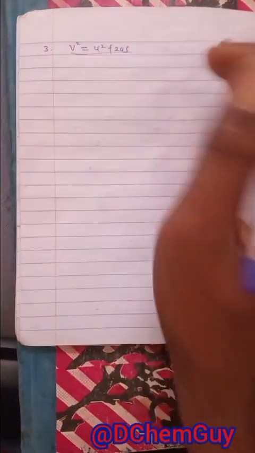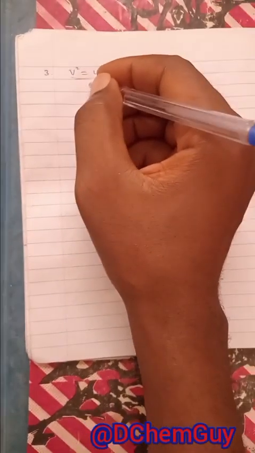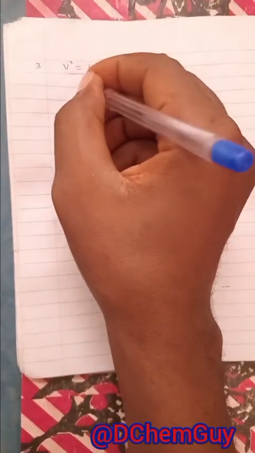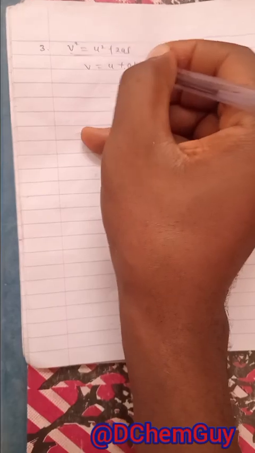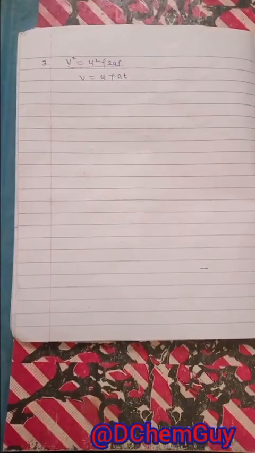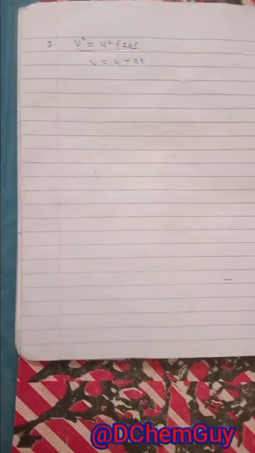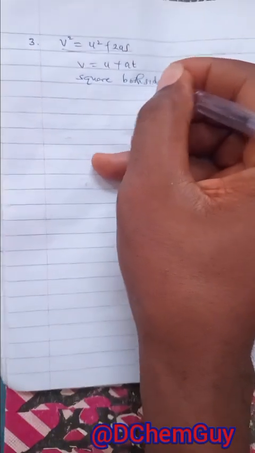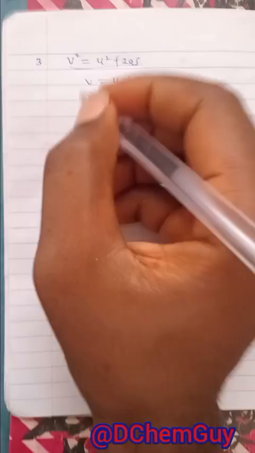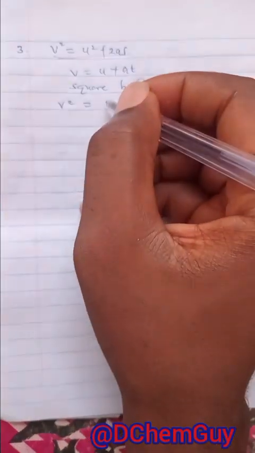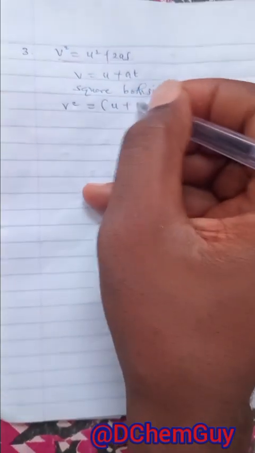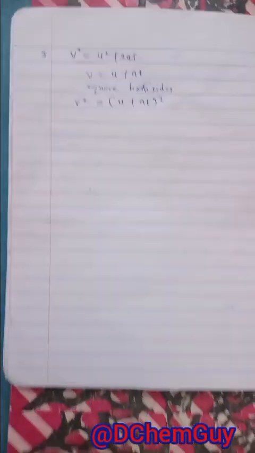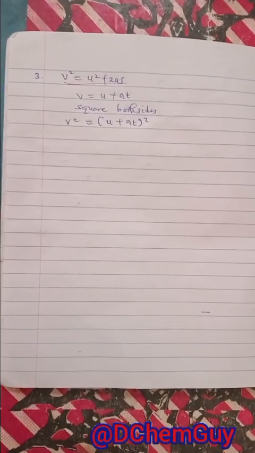It's very simple. We recall that our first equation of motion is v equals u plus at. So let's square both sides. That will be v squared equals, we open a bracket, u plus at, all squared. Now, how do we expand?